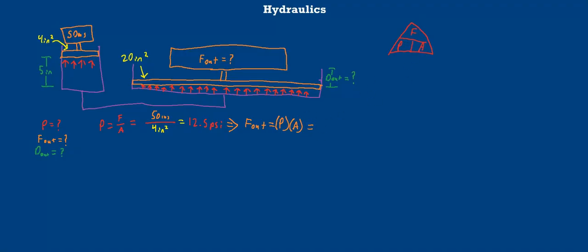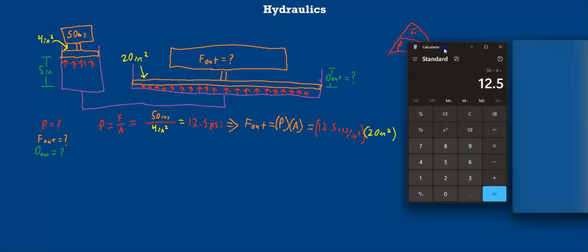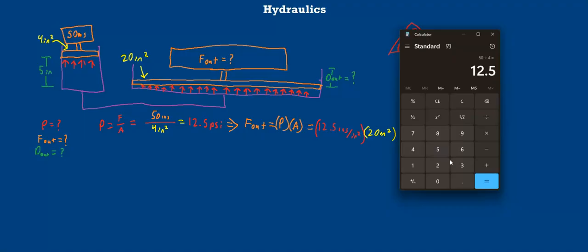Okay, well, we actually know both those numbers. We just solved for pressure. We got 12.5 pounds for every square inch. So pounds per inches squared. And we're going to multiply that by our total area on the right, which is 20 inches squared. And so if we were to take 12.5 and multiply that by 20, what do we get?